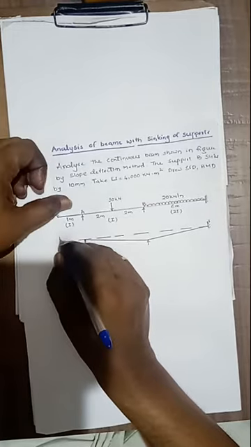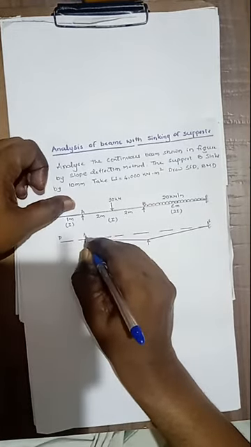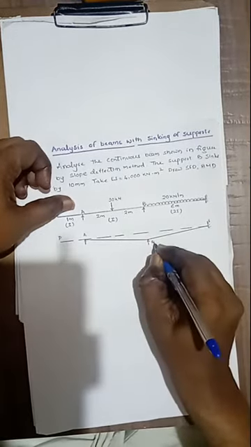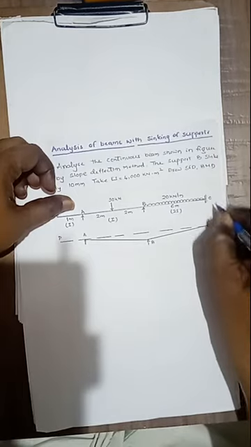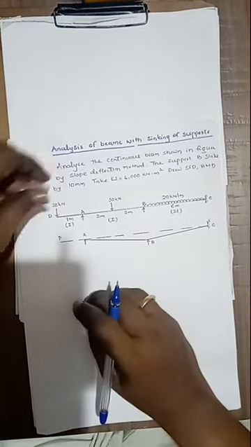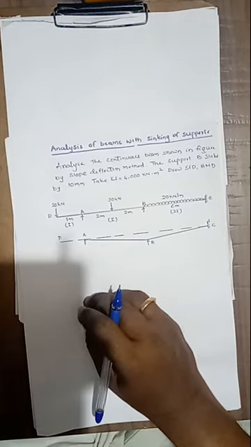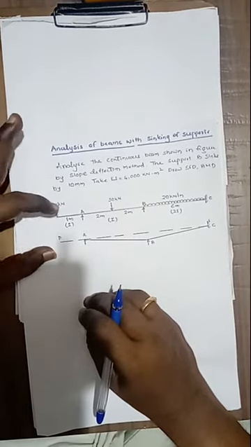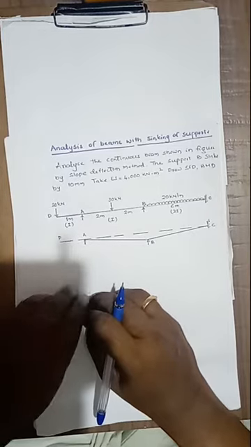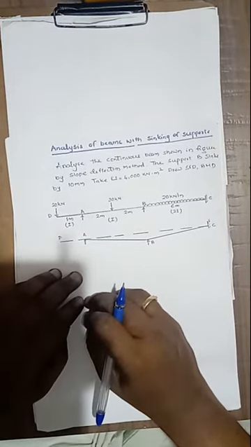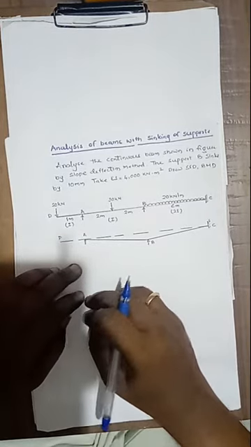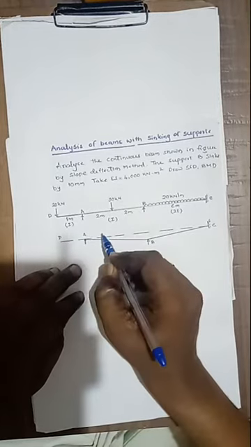This one is D, this one is A, this one is B, and this one is C. At D it is subjected to a point load. The span DA is 1 meter. It is extended beyond the support, that is, overhanging, and the moment of inertia is I.